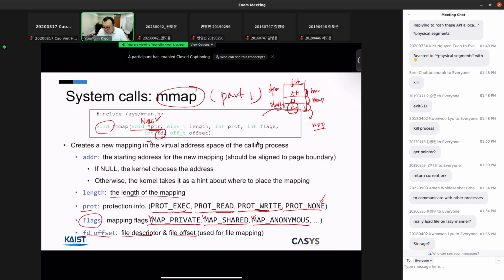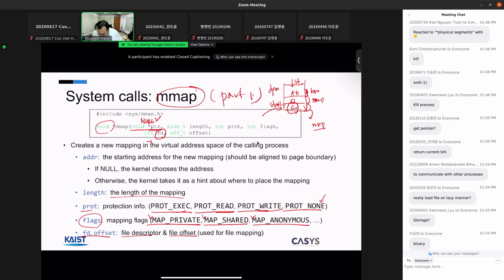Code section in binary, storage binary, right? So what does it mean? Open bin ls. Okay, so then it returns a file descriptor, and mmap takes that file descriptor here.